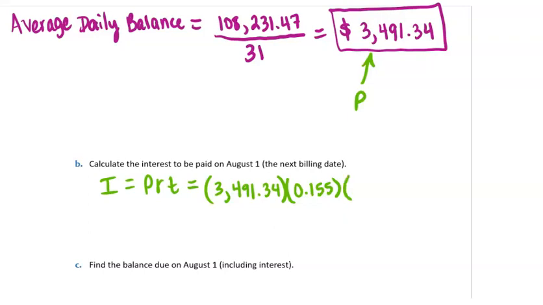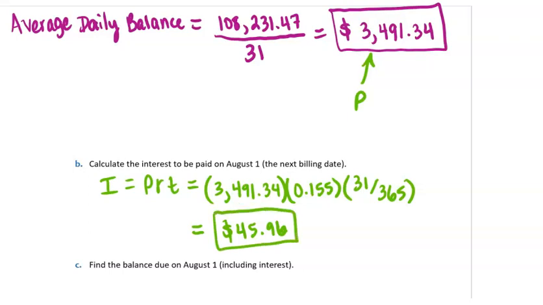And time for this method is found by taking the number of days in the billing cycle and then dividing by 365. So July had 31 days. We're going to divide by 365. Calculating gives a result of $45.96. So that is the amount of interest that will be charged for this billing cycle.